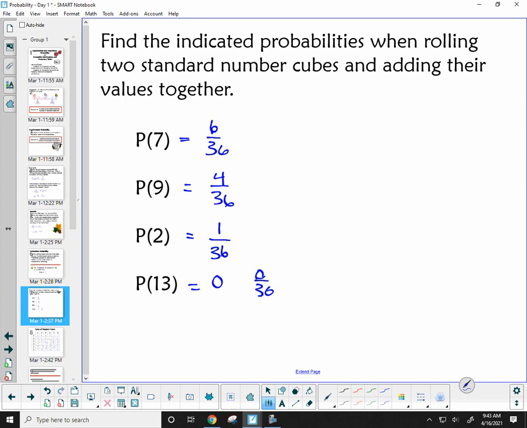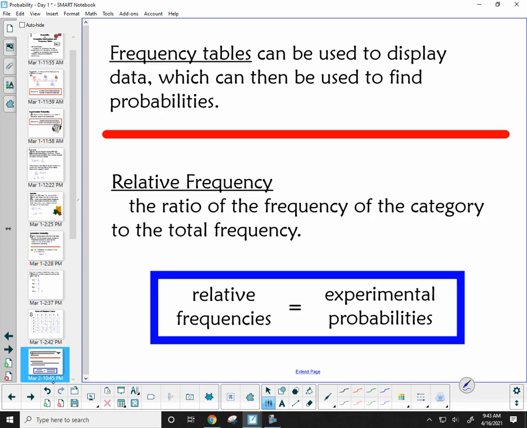We're okay? All right. So the next thing we're going to talk about is something called a frequency table. Really, it's just a collection of our data. It's a table of the number of times something happened when we did an experiment. A lot of times they refer to experimental probabilities as relative frequencies. Frequency just means the number of times it happens for that experiment. That's all it means. It's the exact same thing.